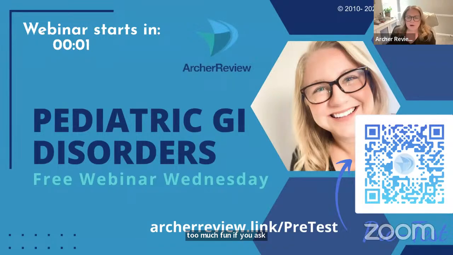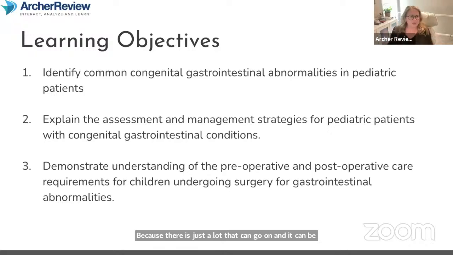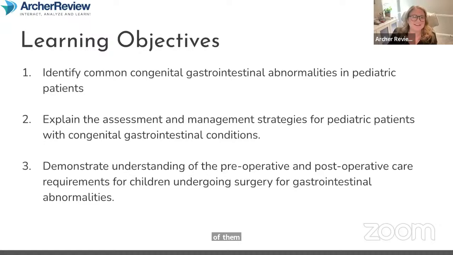So today we are hopping into the most common GI disorders you see in peds. GI is one of the big three systems that we really have to nail for our NCLEX in peds, because there is just a lot that can go on, and it can be a little challenging to remember. So my big three objectives for you today: first, that you can identify what these disorders are. As I said, there are a lot of them, so we're going to try to break it down and make it a little easier to remember.